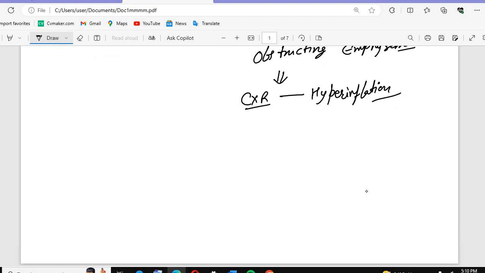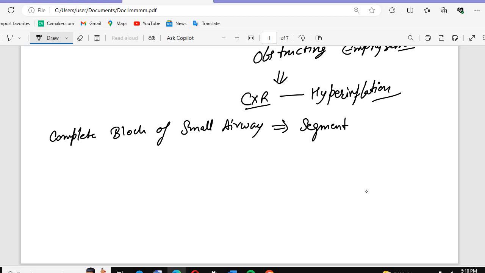Now after that, if we have a complete block of a small airway, as I told you, if any blockage is there, there is a possibility of collapsing of the lungs, or collapsing of the bronchi, or collapsing of any lobe of the lungs. So if there is a complete block of the small airway, there will be segmental atelectasis. The baby will be having segmental atelectasis. So this might be possible in the baby.